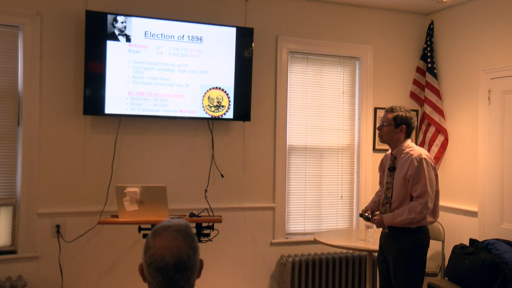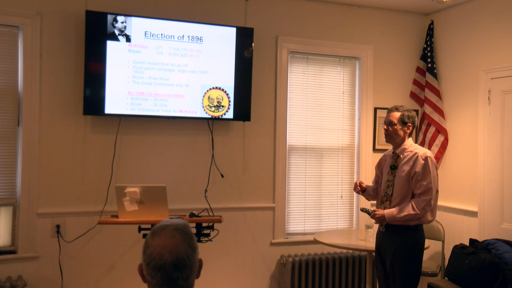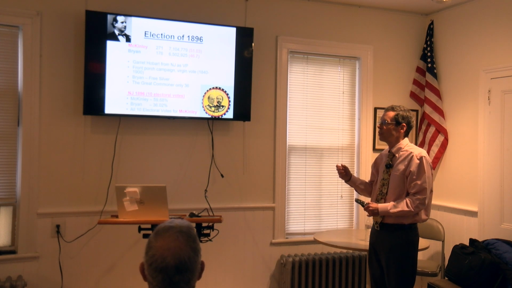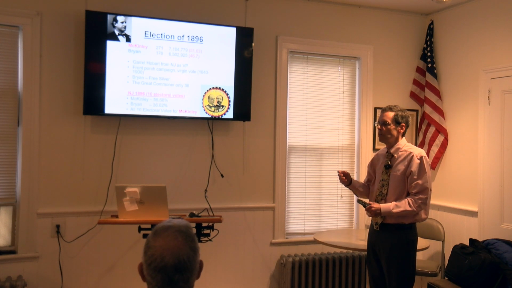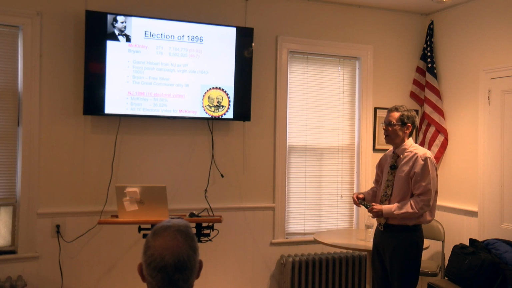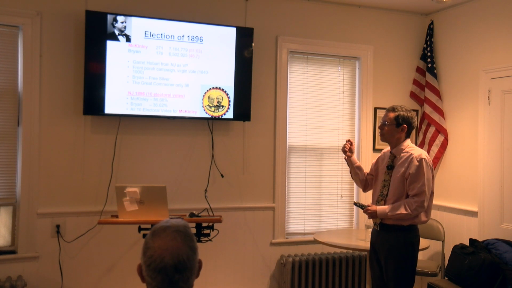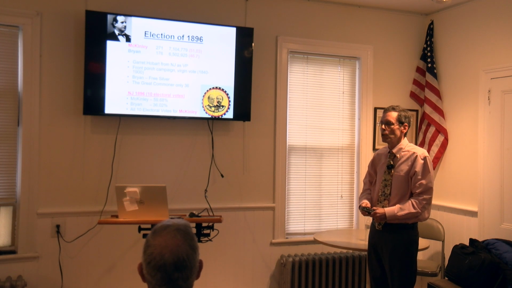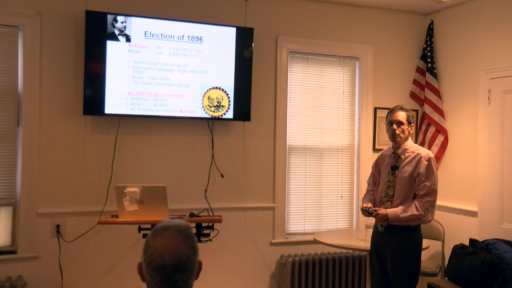And Bryan's big thing was, at the time, the gold standard was in place, but it was considered only rich people had the gold. So the silver issue was to make silver an important part of currency and money, so that the common man could have a better chance. And that was his big thing, silver. He was called the Great Commoner. He was only 36 years old when he ran for president. He's one of the youngest people to run.